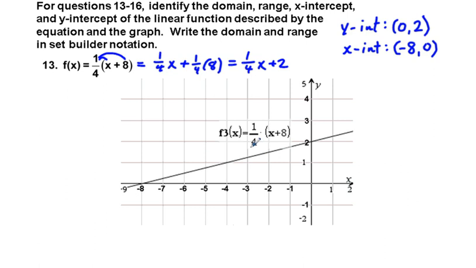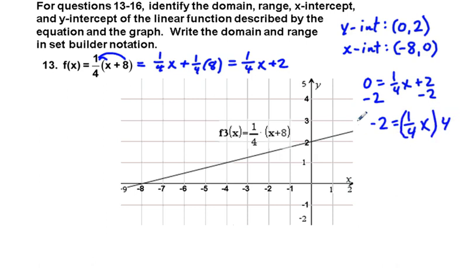And we'll just go ahead and verify that. If we take this 1/4 x plus 2 and set that equal to 0, so 0 equals 1/4 x plus 2. If we subtract 2 from both sides of the equation, we have -2 is equal to 1/4 x. And if we multiply both sides of this equation by 4, -2 times 4, we have -8 equals x. So that confirms our answer up above.